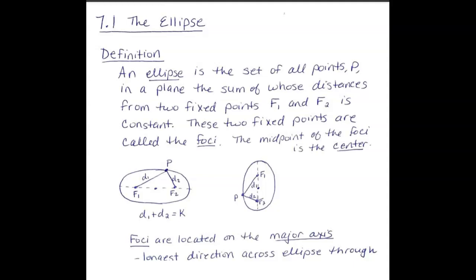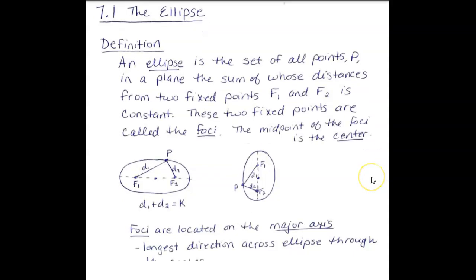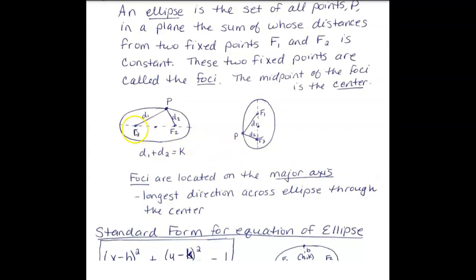So the definition of an ellipse is the set of all points P in a plane, the sum of whose distances from two fixed points, F1 and F2, is constant. These two fixed points are called the foci. The midpoint of the foci is called the center. So an ellipse could be oriented to where it's longer in the horizontal direction, as in this diagram, in which this would be called the center point.